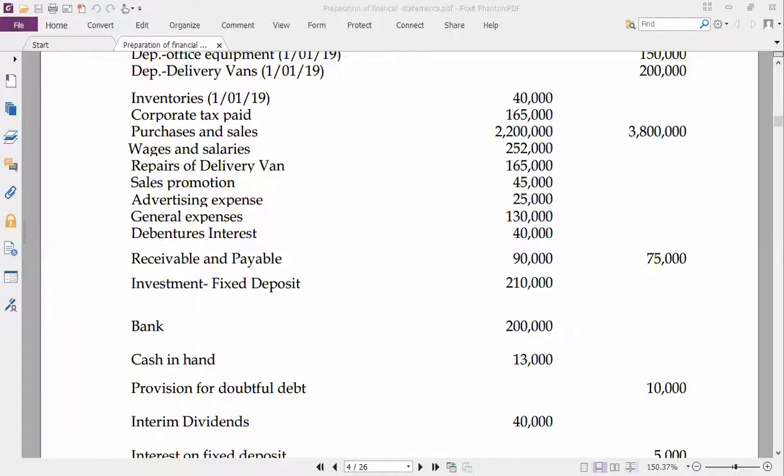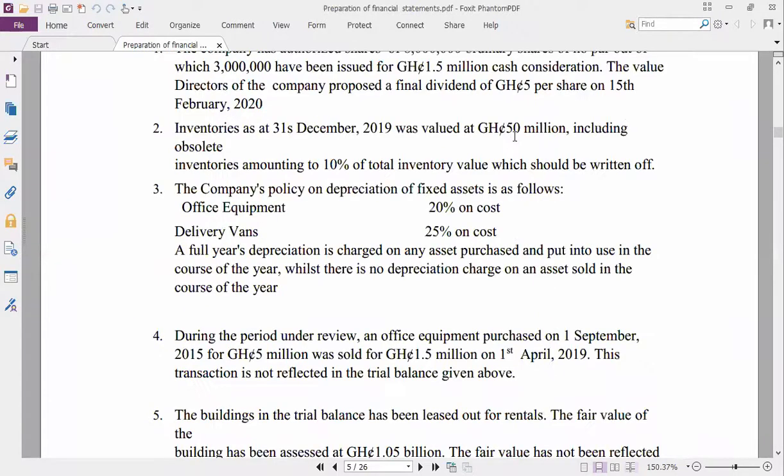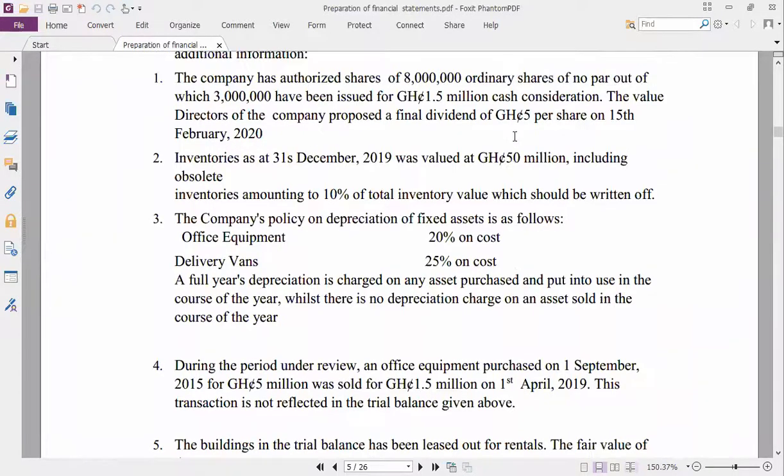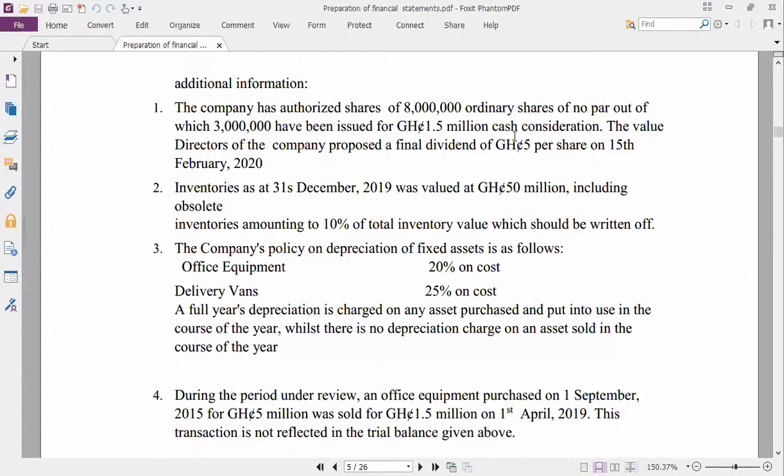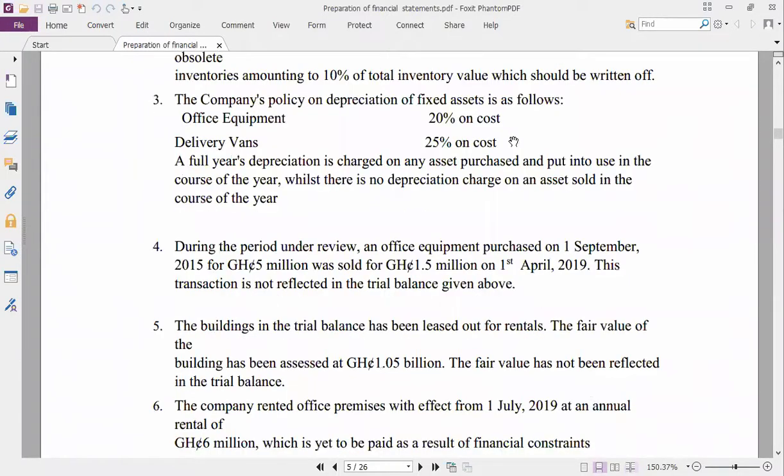We ended at one of the notes. So let's continue scanning through the footnotes. We ended at note 4, so we are going to look at note 5.